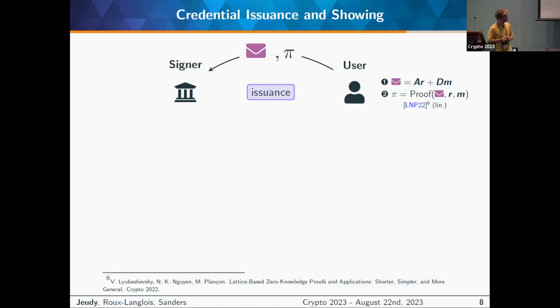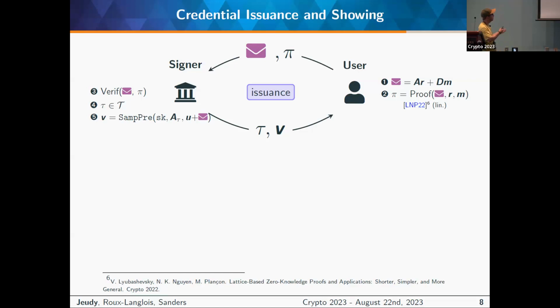So the user commits to the message, error plus DM, provides a proof that it's well-formed, and sends it to the signer who can check the validity of this proof. Then it selects a tag and uses their secret key to find this short vector V that verifies the relation, sends it to the user, and the user can then merge the commitment randomness on their own to the first part of the vector V, obtaining the full signature. So this is rather straightforward. There are a few subtleties that I decided to hide here, but all the details are in the paper if you're interested.